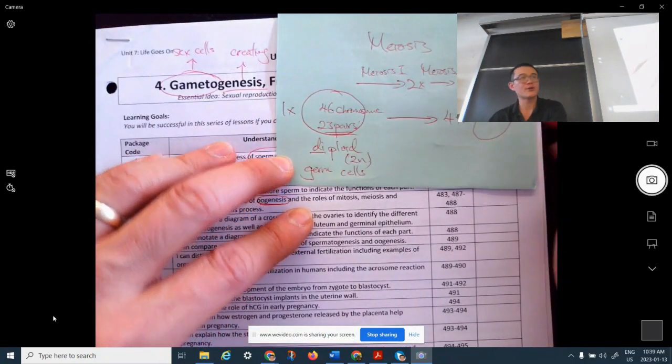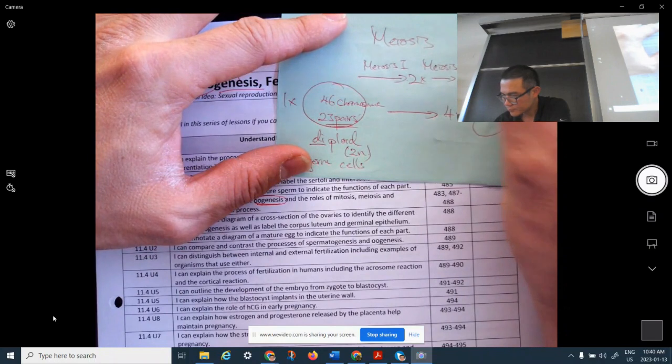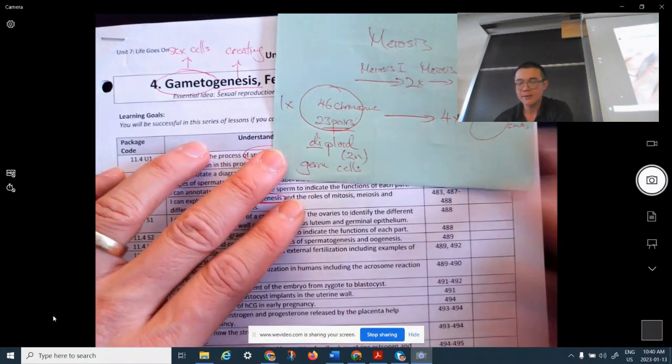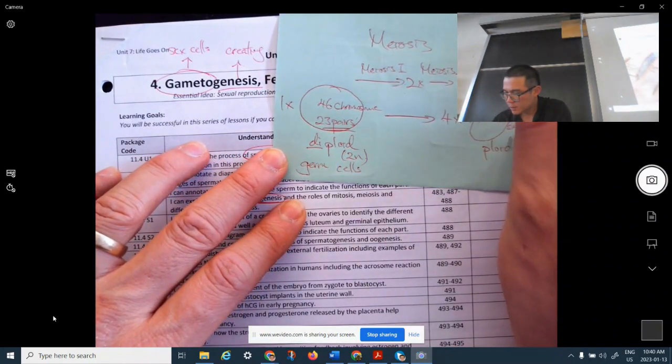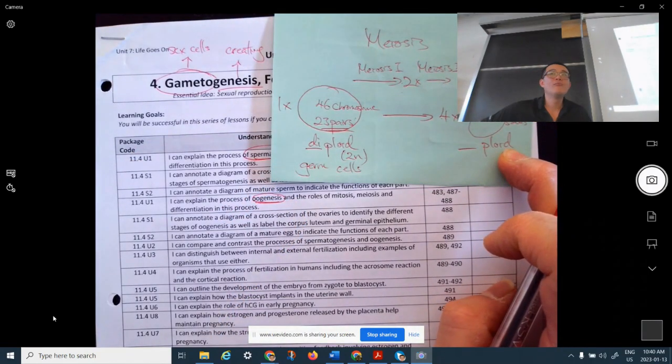Let's start with the chromosome stuff. How many chromosomes in each of these things? Just 23. Good. Right underneath here, you have 23 chromosomes. And at this point, what ploid are you? What is half of diploid?